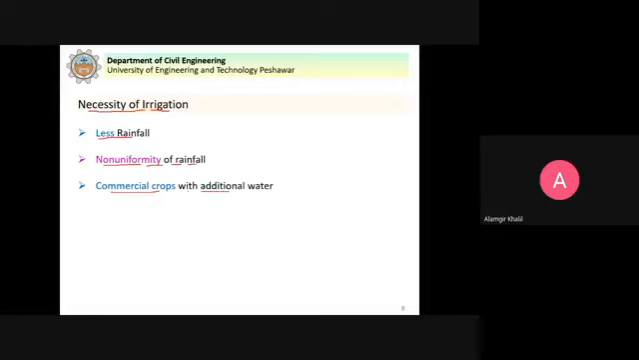Commercial crops with additional water. With irrigation water, we can grow commercial crops that require additional water. For example, we grow cotton, we grow sugarcane that require more water. So these are commercial crops that we sell and earn the money. So we can grow these commercial crops with additional water.